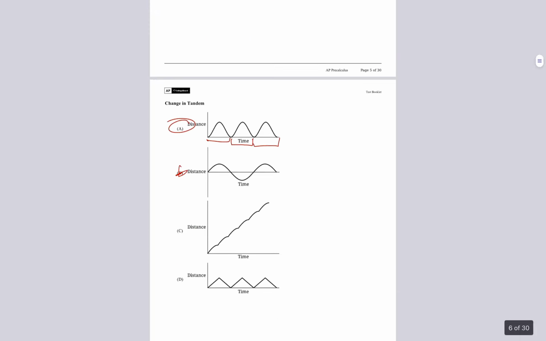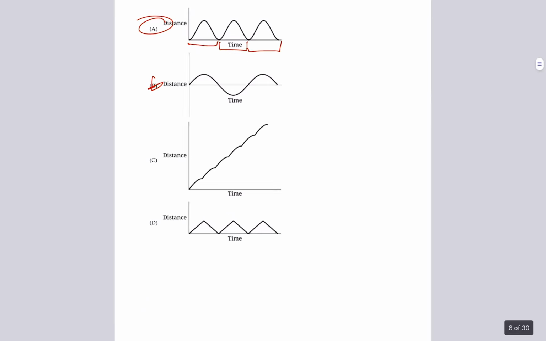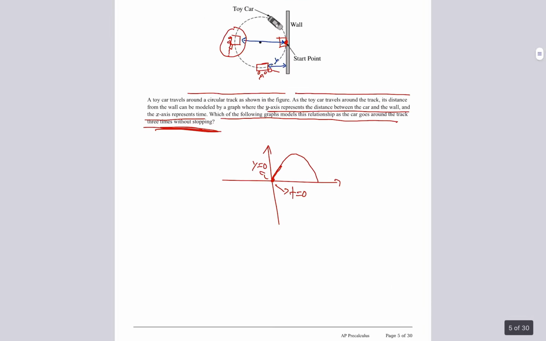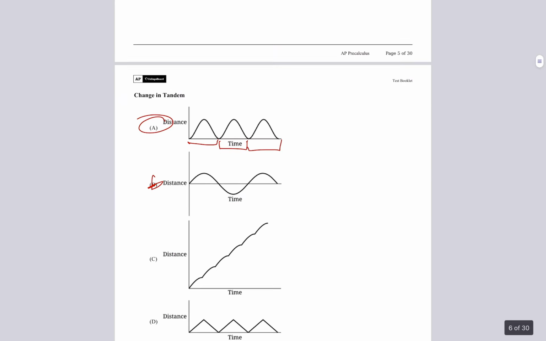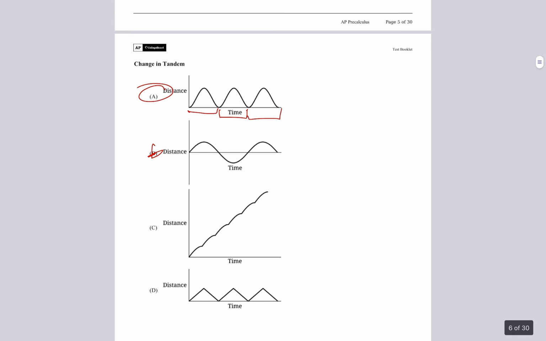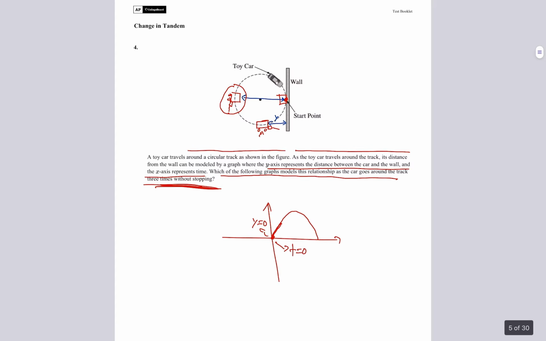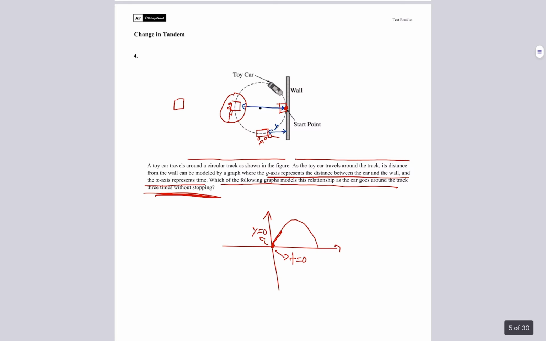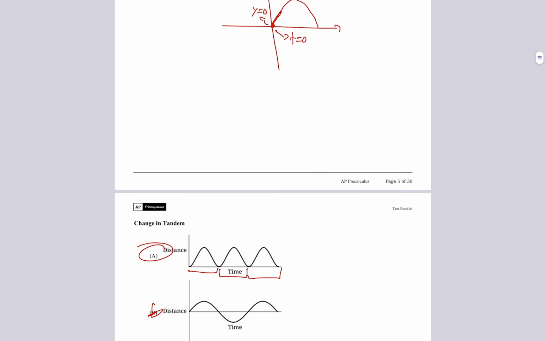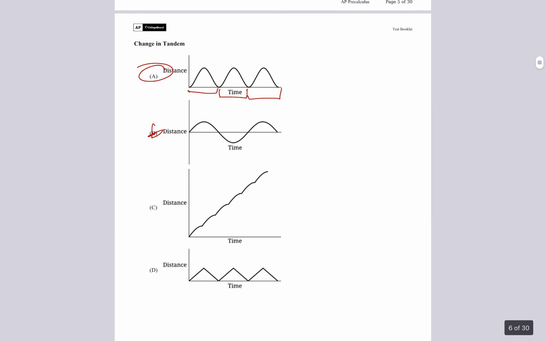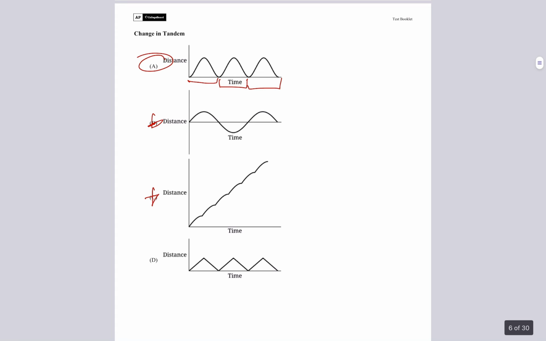Now, going back to this question, distance can never be negative. What else do we have? We also have option C, which is always increasing for some reason. Well, the toy car is never just moving away from the wall. It's always coming back to it. It's always coming back at the starting point. So that is not the case as well.